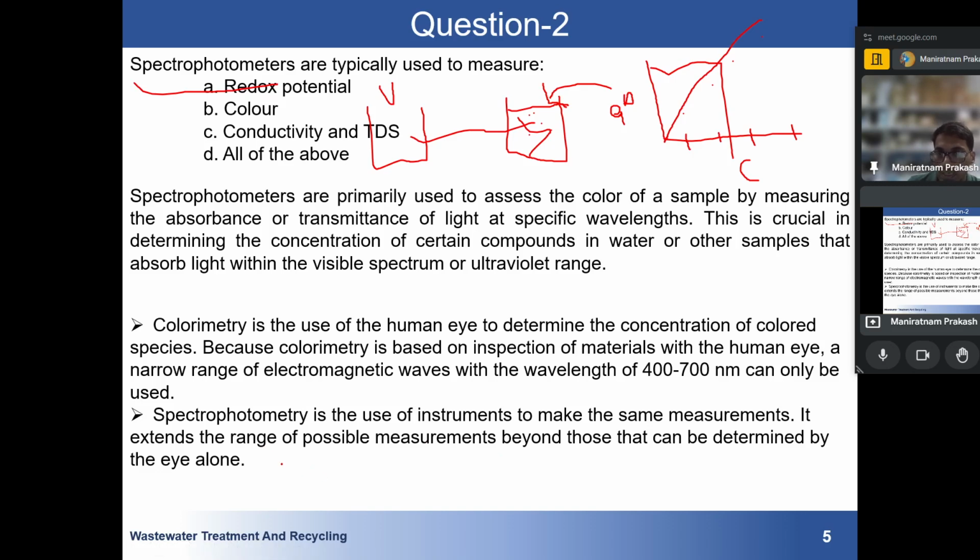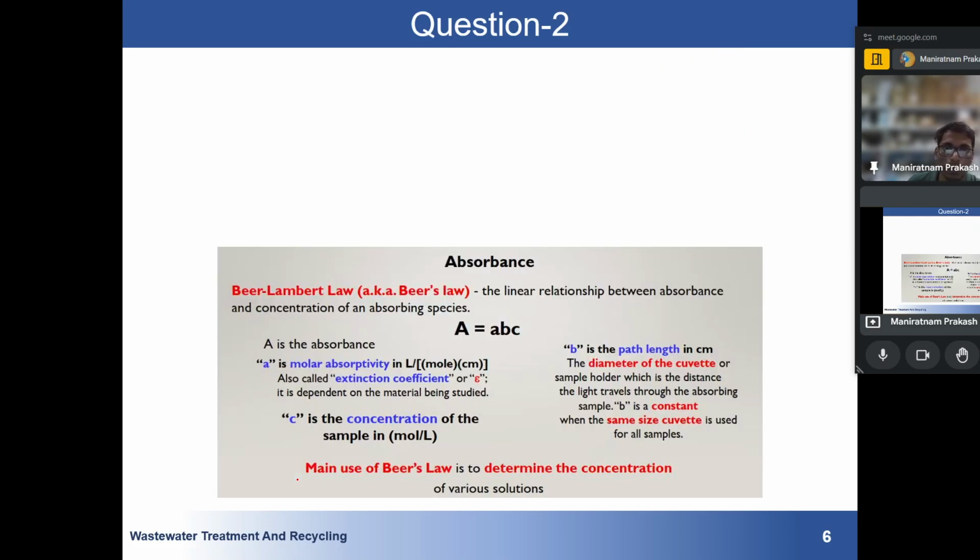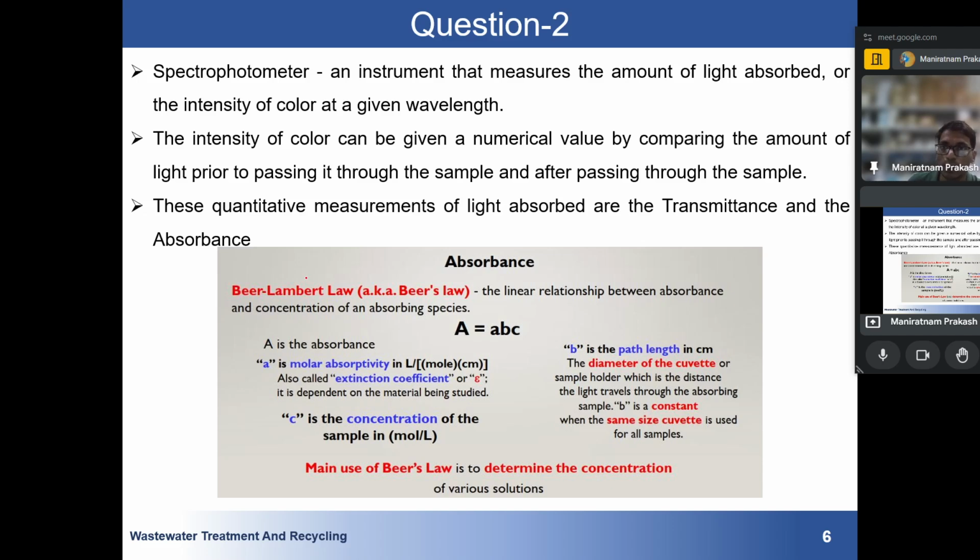So here I have already said that we generally use ultraviolet rays, but there might be other spectrophotometers that use some other kind of range. A spectrophotometer is an instrument that measures the amount of light absorbed or the intensity of color at a given wavelength. The intensity of the color can be numerically valued by comparing the amount of light prior to passing through the sample and after passing through the sample. These quantitative measurements of the light are the transmittance and the absorbance.